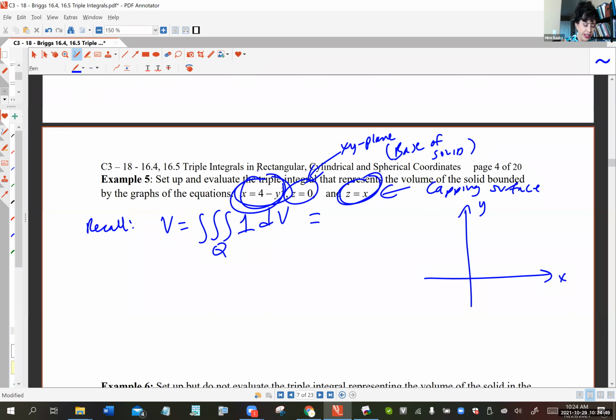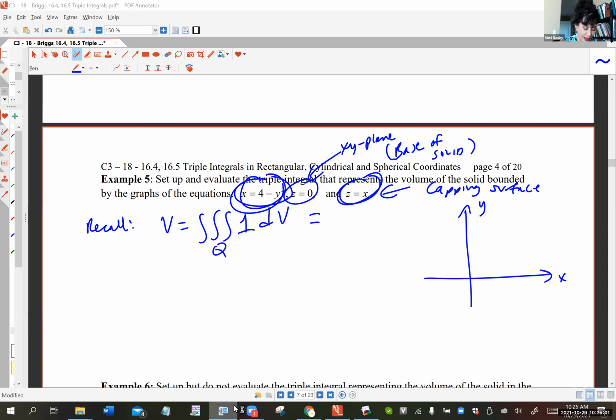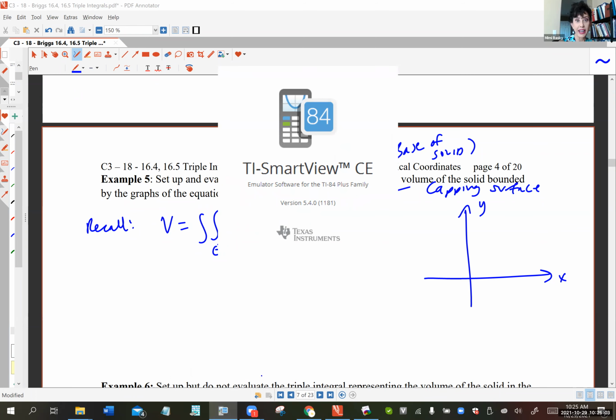If you graph x equals 4 minus y squared, and I figured out what I was doing wrong with my graphing calculator the other day. I was using the minus sign instead of the negative when I needed a negative, and it didn't like that. It was being really grouchy.